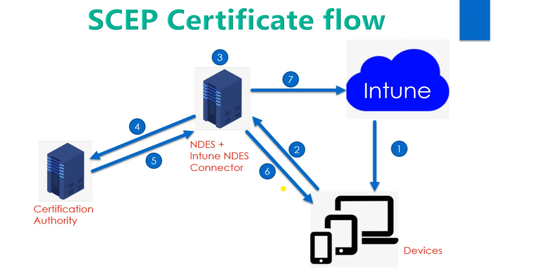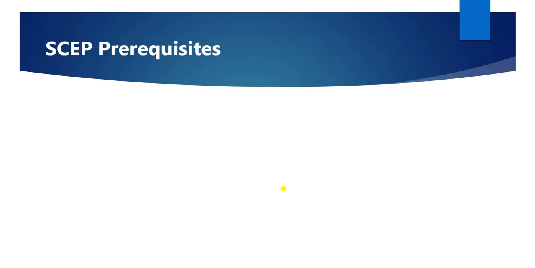First, Intune will connect with the devices. Devices will connect to NDES by using that NDES certificate. Then your NDES will communicate with the CA. Then the CA will send information back to the NDES server, and in reverse, NDES will give the signing to the device and send the information to the Intune console. So this is the flow I created to help you understand how the SCEP certificate flow works.